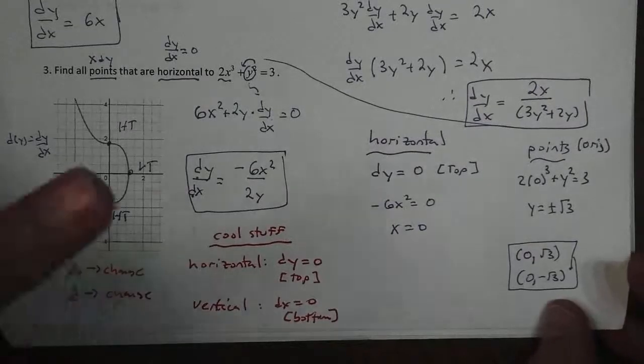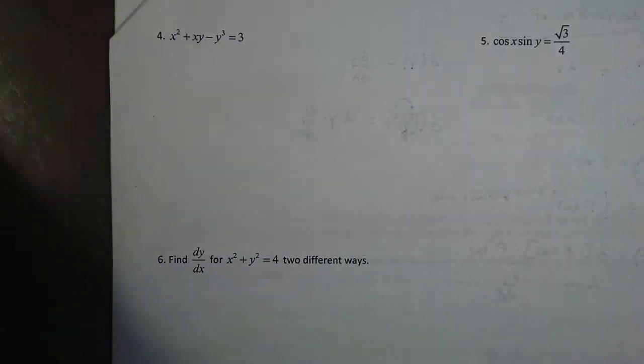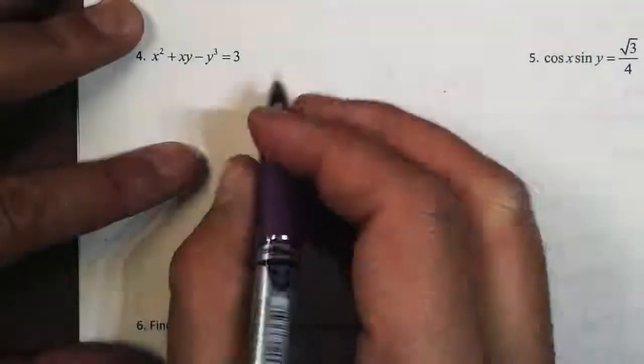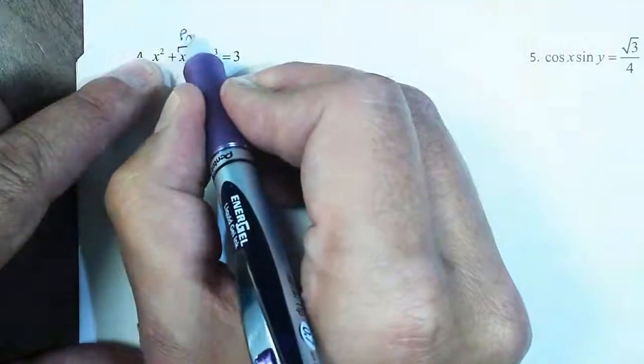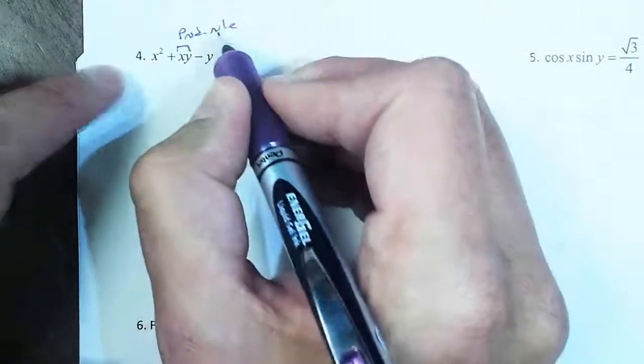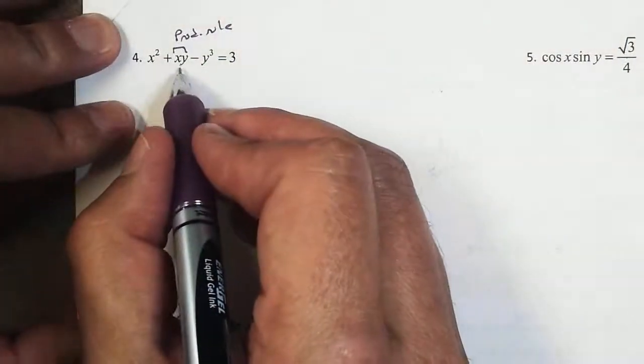All right, so let's try the next one. Now, the next one is a favorite of the AP, and it's because of that xy in the middle. When we take the derivative, this is a product rule. I promise you're going to see this on quizzes and tests and all sorts of fun stuff. So we have a product rule here.